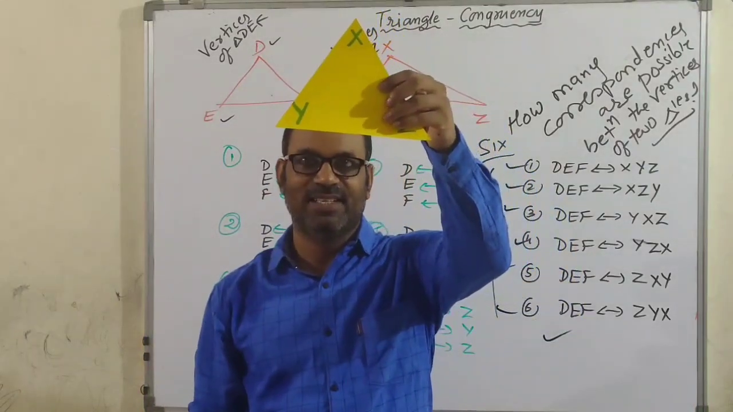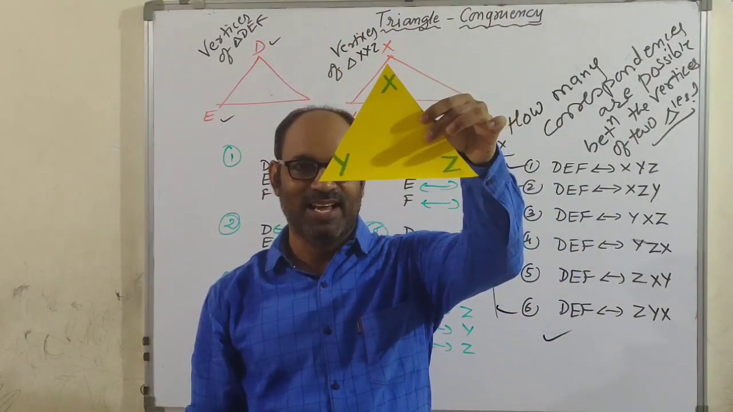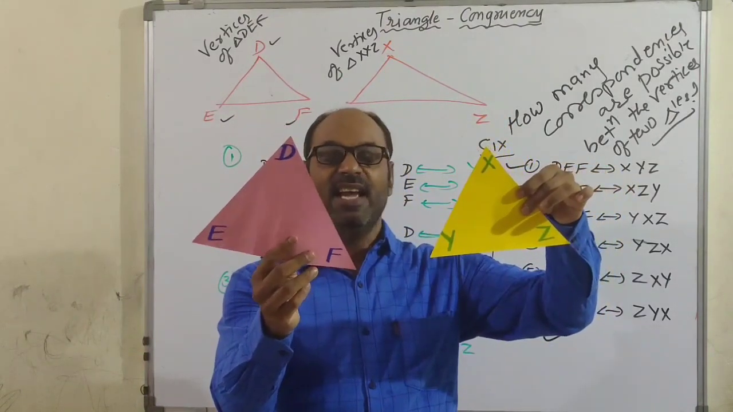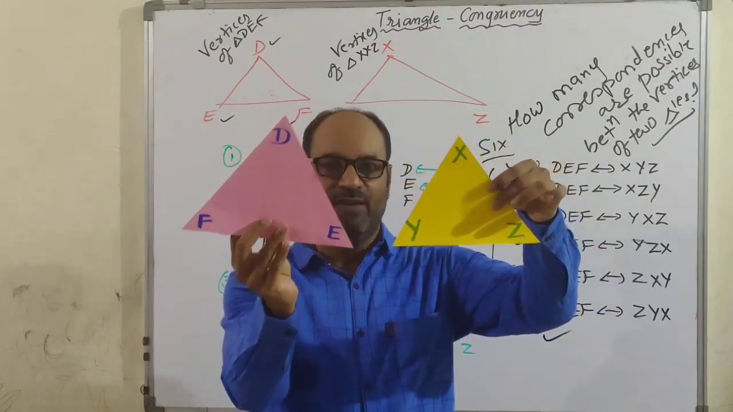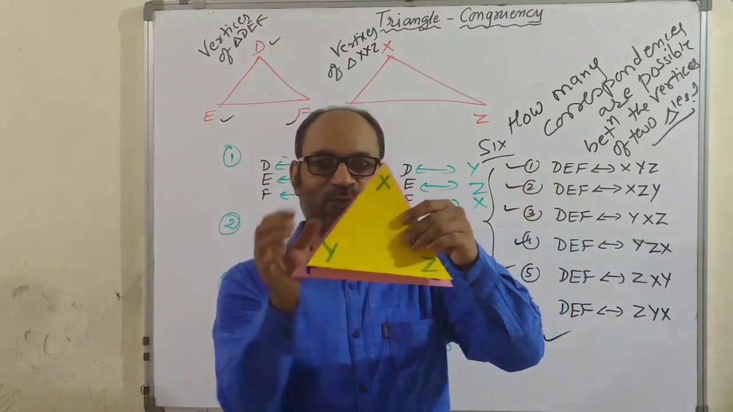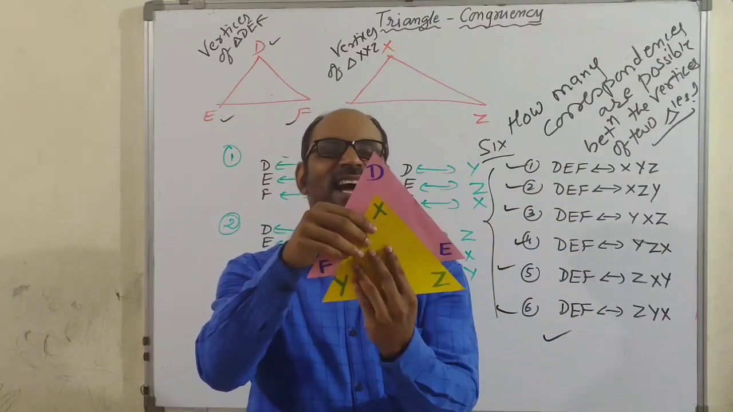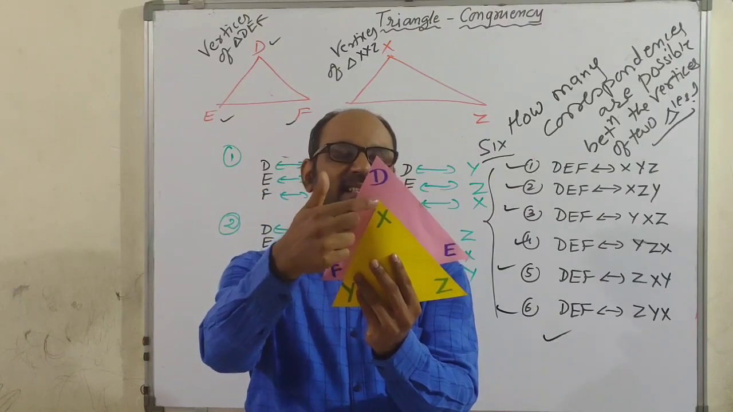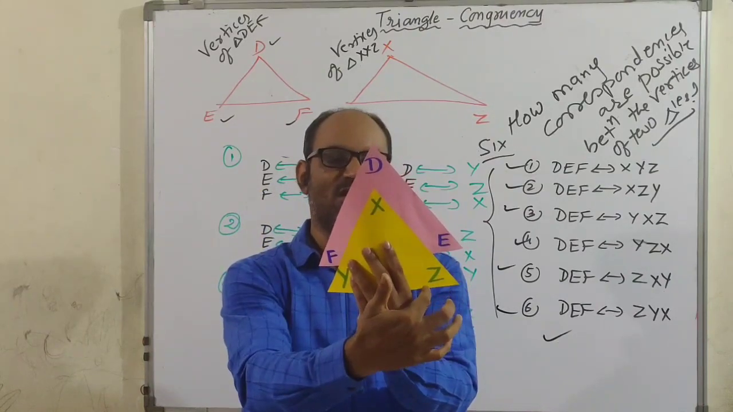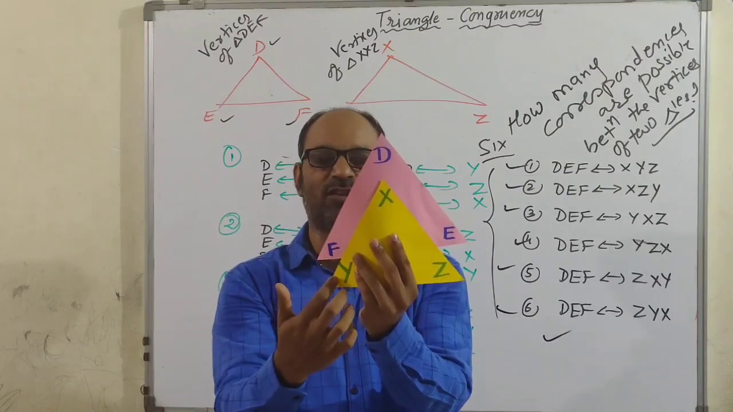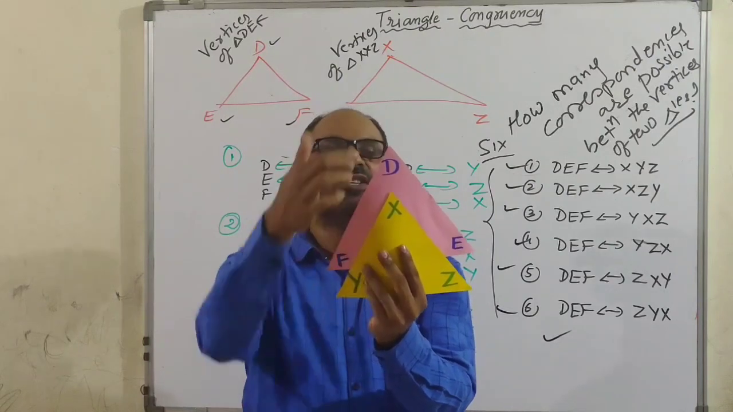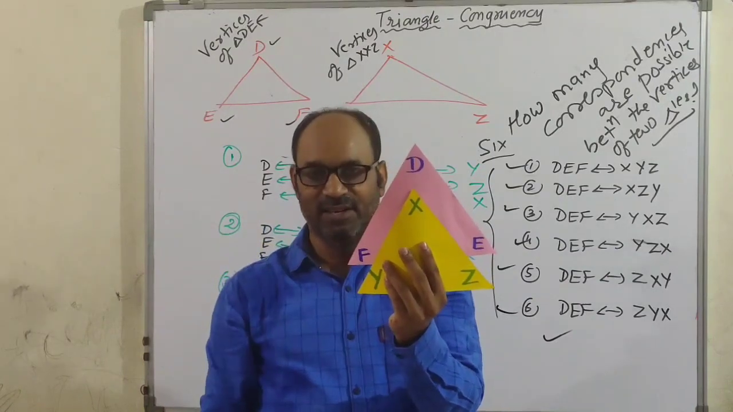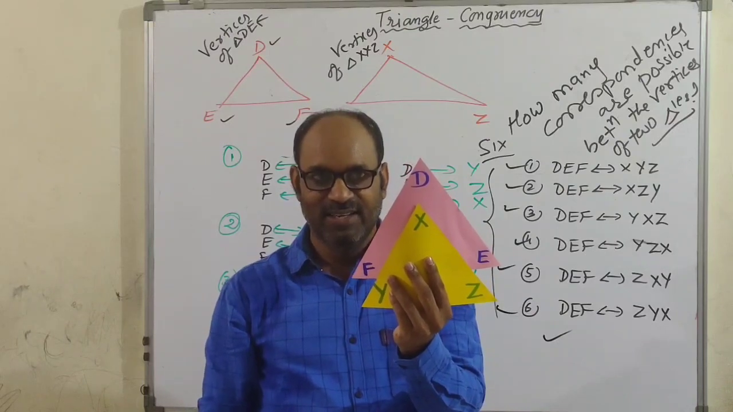Which triangle is this? Can you see it properly? Triangle XYZ. And which triangle is this? Triangle DEF. Correct? Can you see triangle DEF? Alright. This is first correspondence. Children, see nicely now. Can you see D corresponds to X, E corresponds to Y, and F corresponds to Z. Can you see that? So DEF corresponds to X, Y, Z. Did you get that?